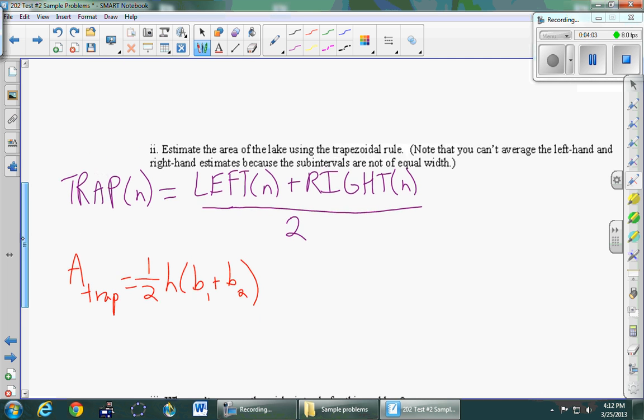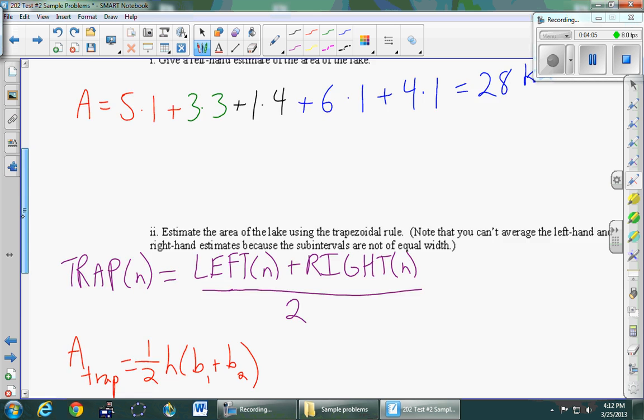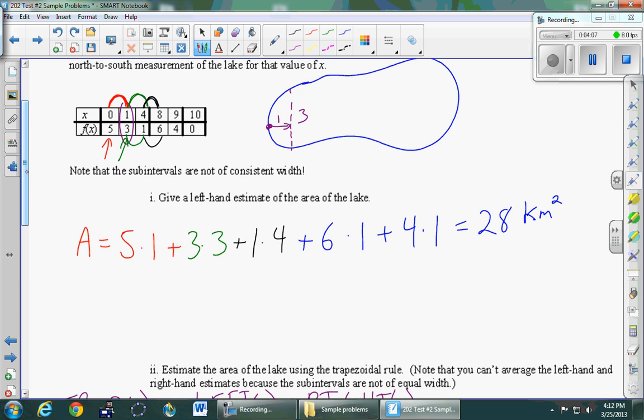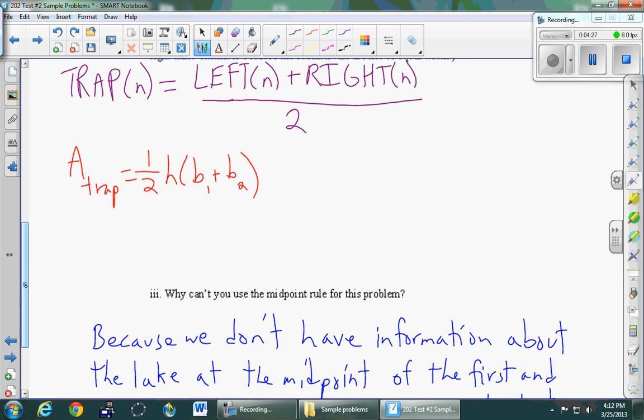So let's go ahead and do that here. Looking in the first interval, the one in red here, we've got 0 to 1. So the height is just the difference between those two numbers. The first height is a 1. And then we're supposed to take half of that and multiply by the sum of the bases. The bases are the parallel sides, which are the 5 and the 3 in this case.